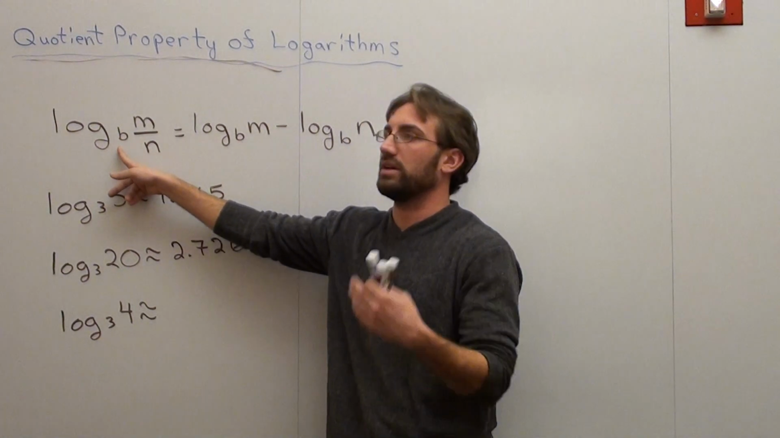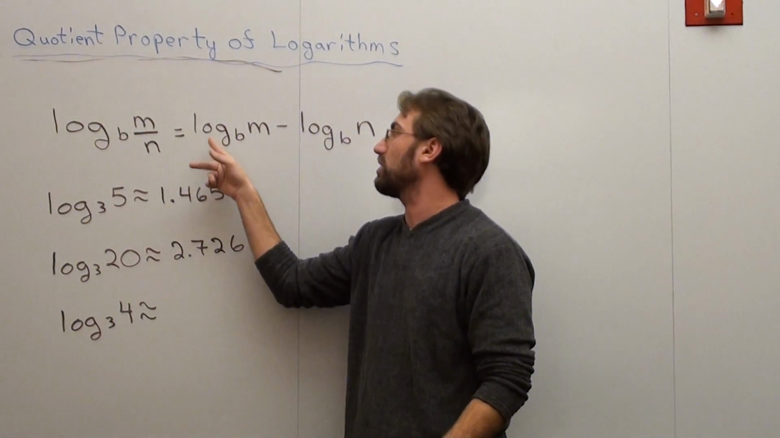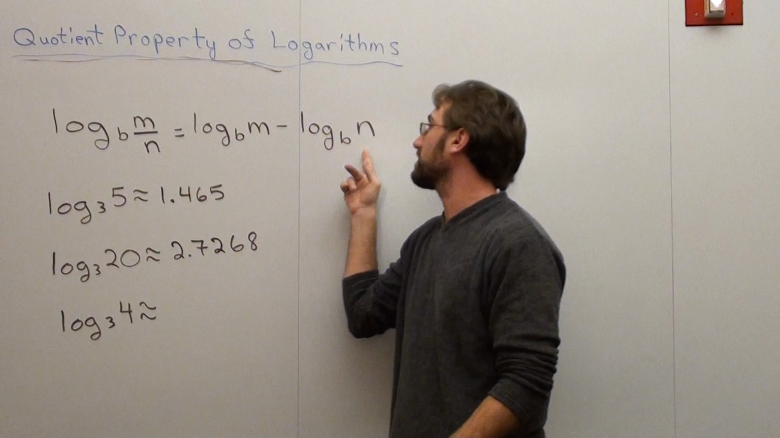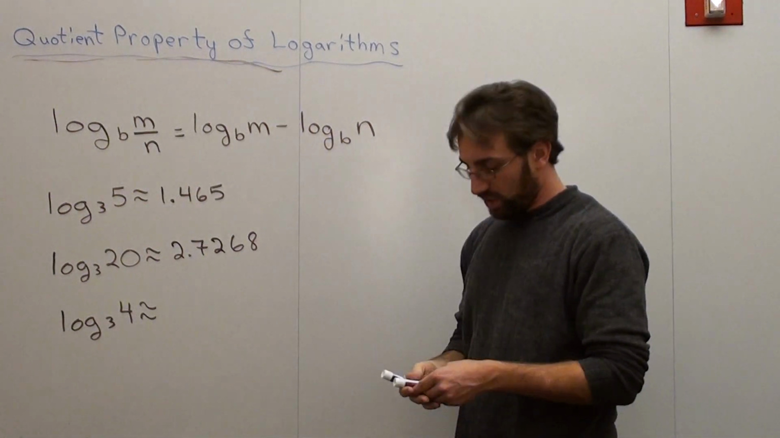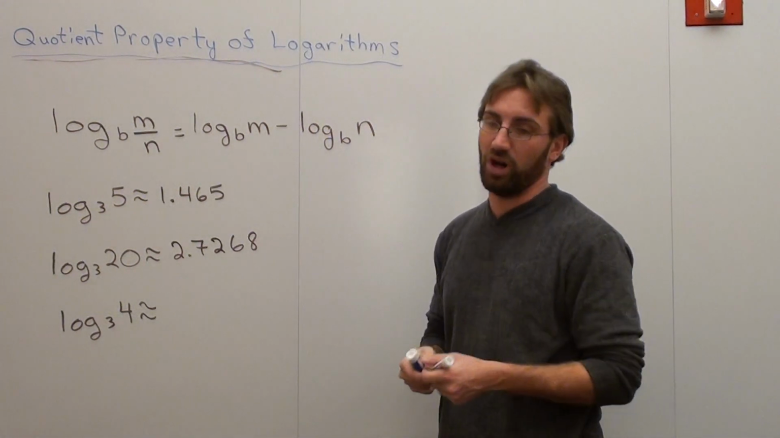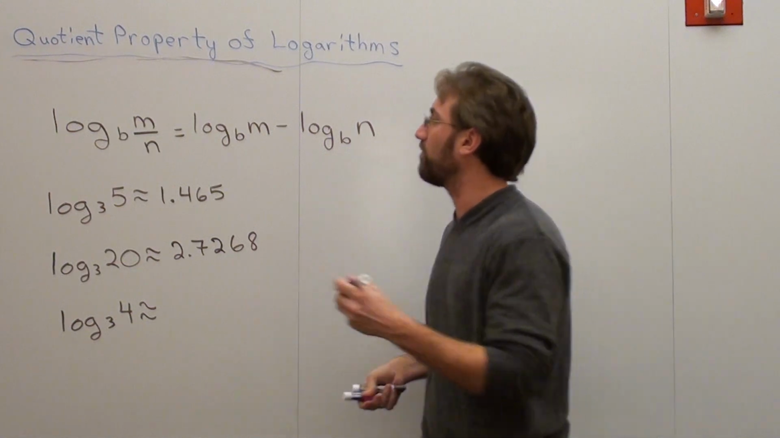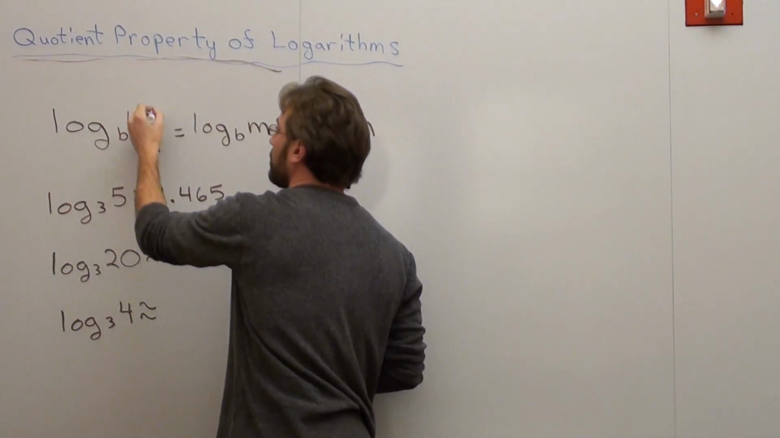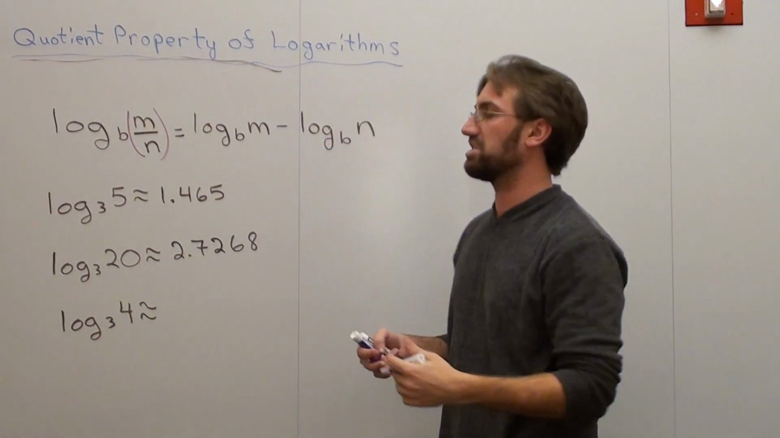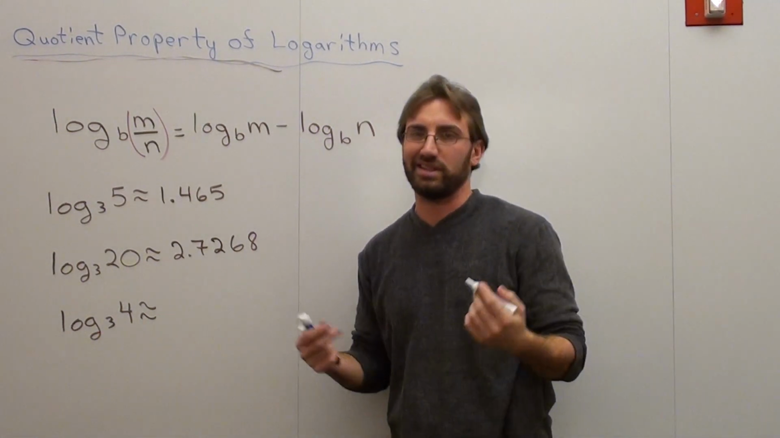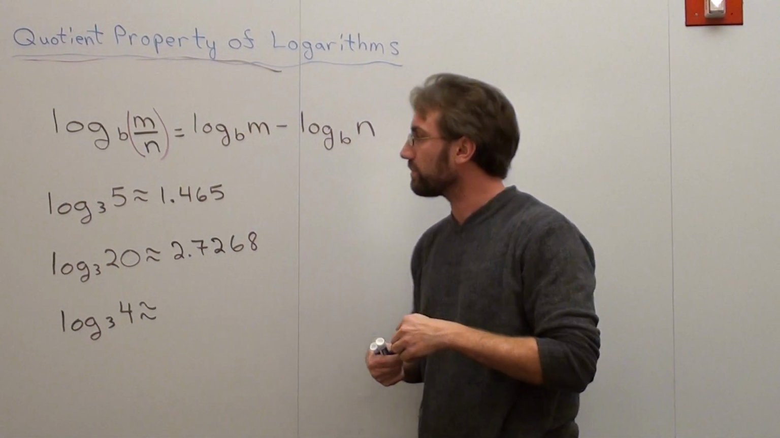Log base b of m over n equals log base b of m minus log base b of n. And what I like to tell students, I don't know if it makes it that much more helpful, is that when you're working with the quotient property, make sure you put it in parentheses. It just seems to clarify it easier, at least in my experience.